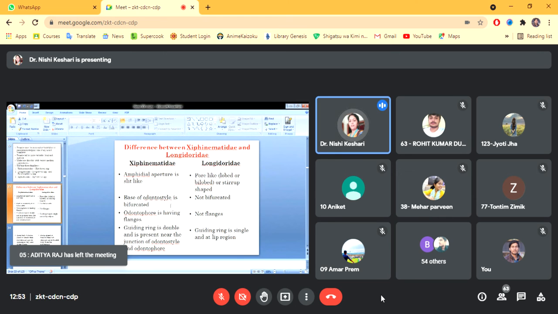Here the base of the odontostyle is bifurcated, here it is not bifurcated. The odontophore has flanges. So here the flanges are present, here flanges are not present. The guiding ring is double and is present near the junction of the odontostyle and odontophore. I have seen now that in the diagram the guiding ring is present. So here the guiding ring is double, here the guiding ring is single.